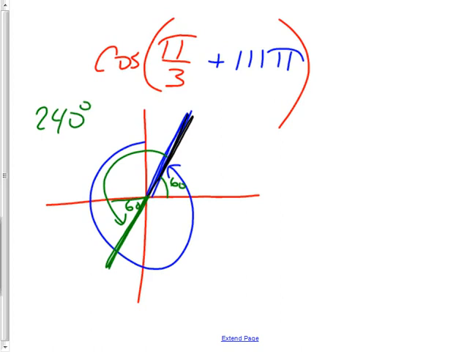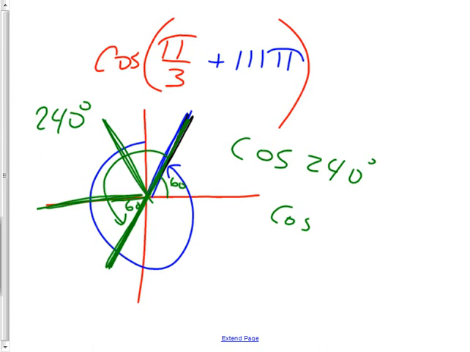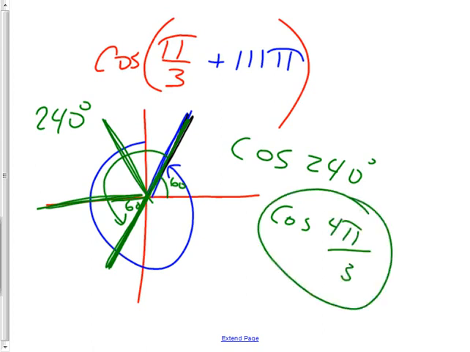If that was supposed to be in radians, then you could say that you're really doing cosine of 240 degrees, or, let me think in radians, 1/3 of a pi, 2/3, 3/3, 4/3 pi. 4 pi over 3. Now, is that the answer? No, that's just the question. So I just figured out now I'm supposed to be finding cosine of 4 pi over 3.